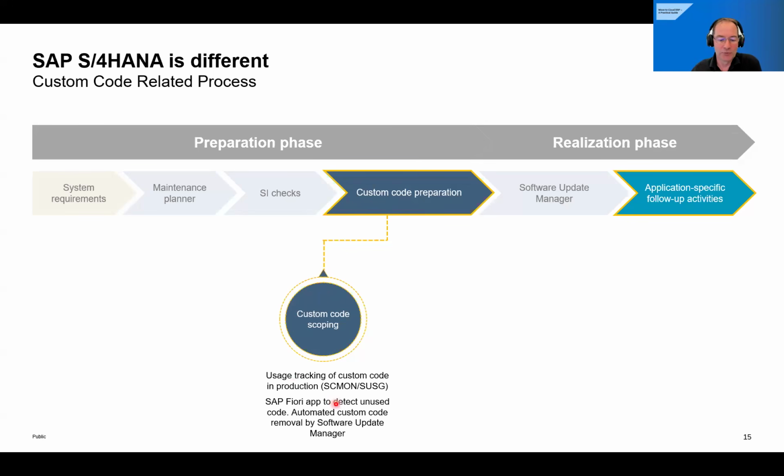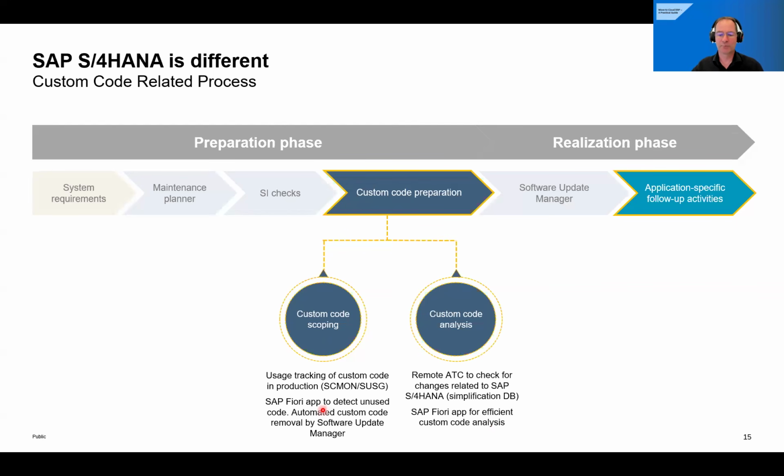And you can use the SAP Fiori app that allows you to do the scoping, and then you can let the Software Update Manager even remove unused code that you have put out of scope. And then custom code analysis. The tools will provide easy hints to adapt your coding.